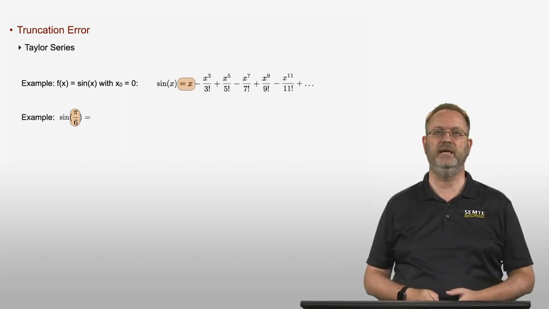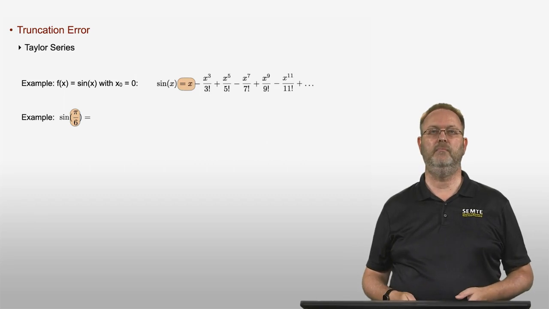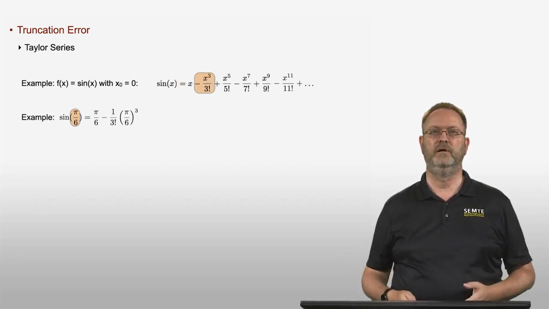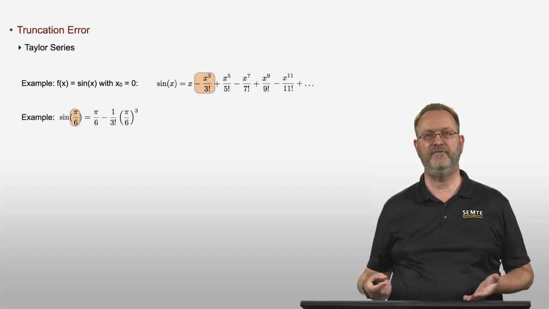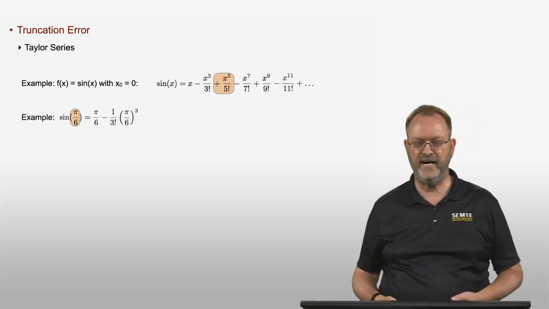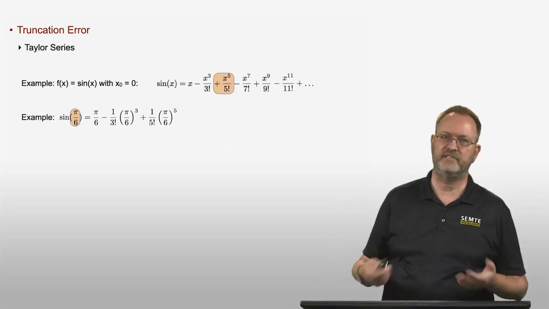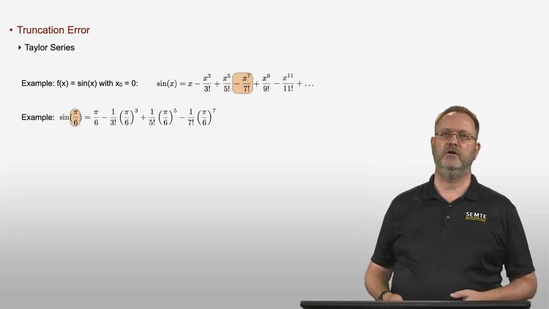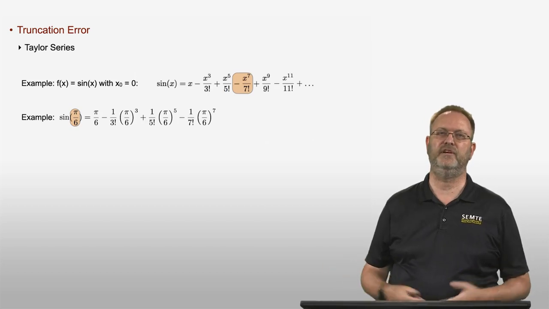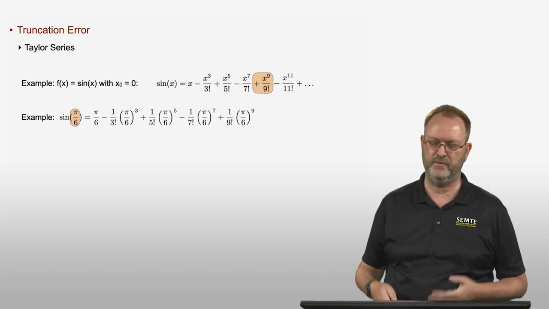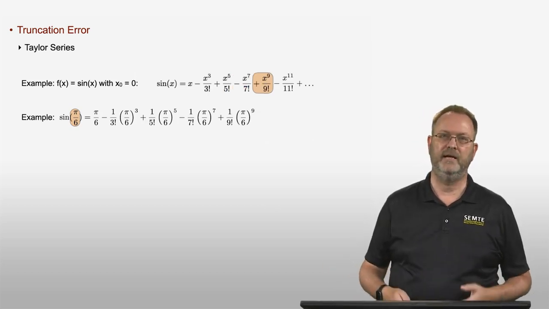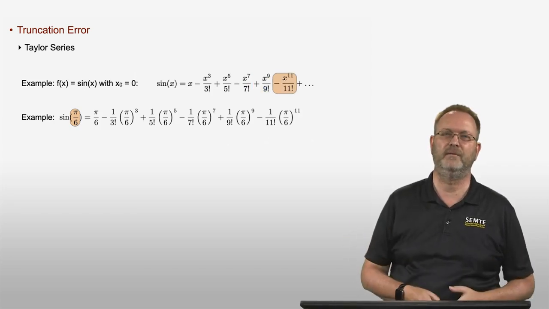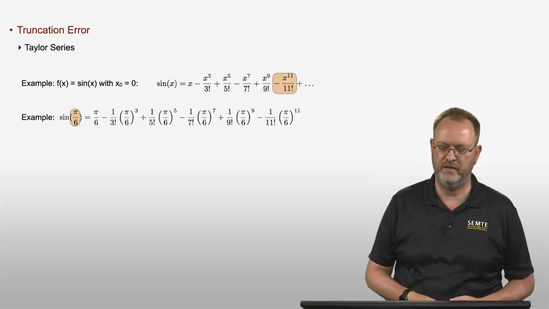So the sine would be pi over 6 minus 1 over 3 factorial pi over 6 cubed plus 1 over 5 factorial pi over 6 to the power 5 and minus 1 over 7 factorial pi over 6 to the power 7, and then on to the next term plus 1 over 9 factorial pi over 6 to the power 9 minus, well, you see the drill, 1 over 11 factorial pi over 6 to the power 11.